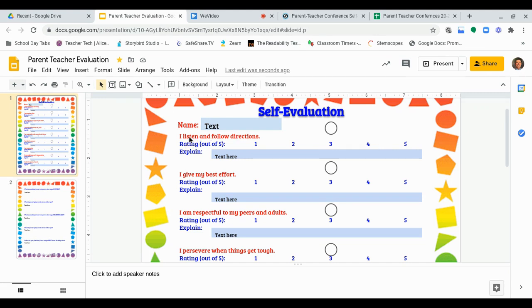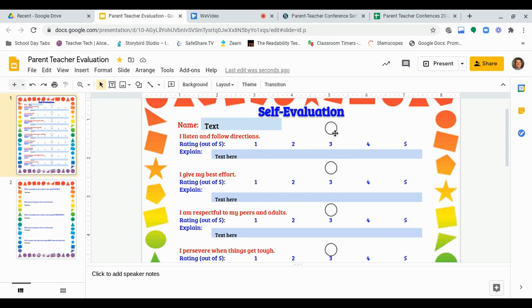And so, for instance, I listen and follow directions. So your job then is to ask yourself, how well do I listen and follow directions? And be honest with yourself, right? Be honest. Be honest with me. Be honest with your parents, right? I love you all, but none of us are perfect in everything there. Okay. So be honest and rate yourself on a 1, 2, 3, 4, or 5 scale. 5 being the best, 1 being I need a lot of improvement.